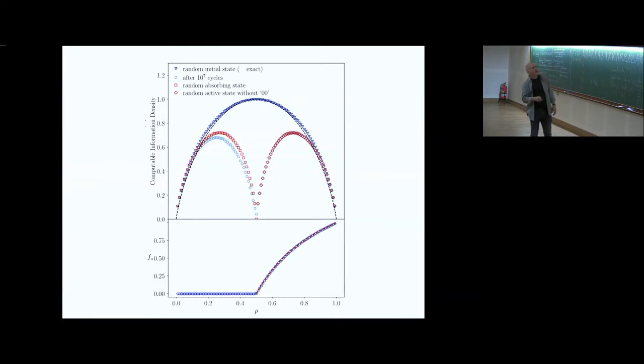The cute thing is, if I look at this, and this is the activity, if you like, the activity is asymptotically 0 up to a half, of course, and then it rises in this fashion I showed you before, if I'm on the active side.